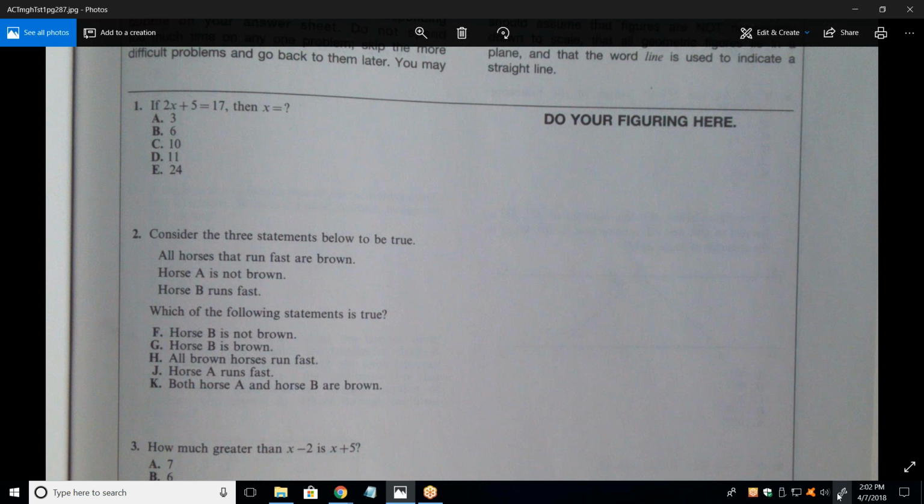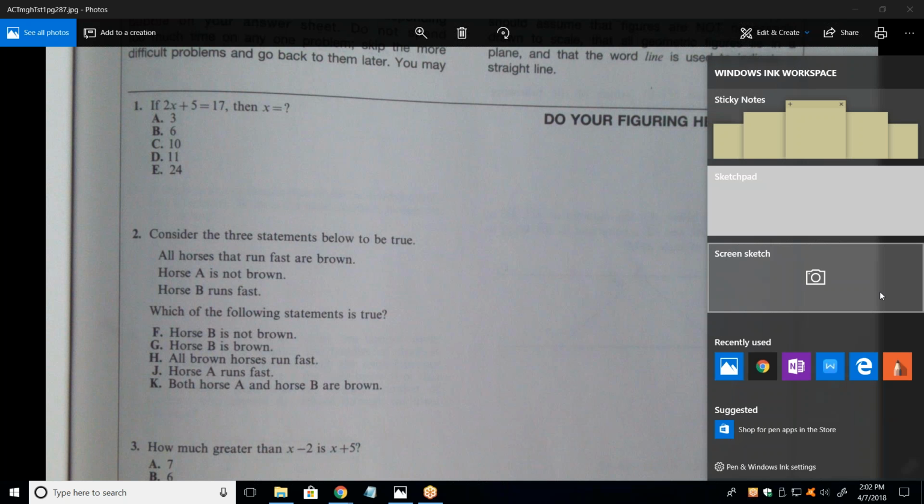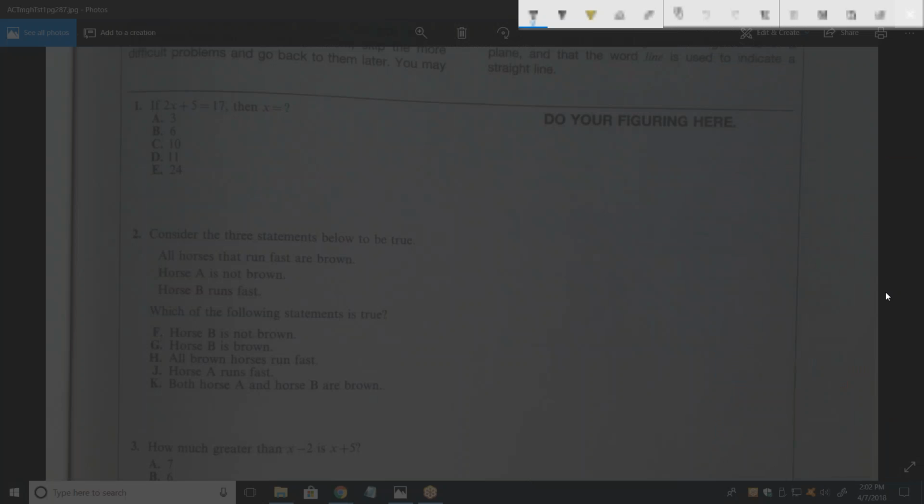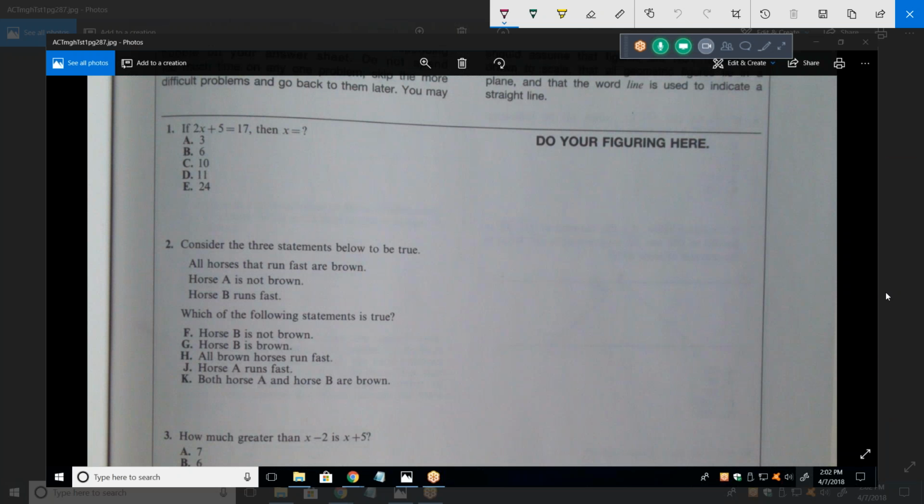And let's just start with number 1. I honestly think that's the best way we can go. Okay. So can you solve for x on number 1? Yes. Okay. So it's 6. Okay. How about number 2?